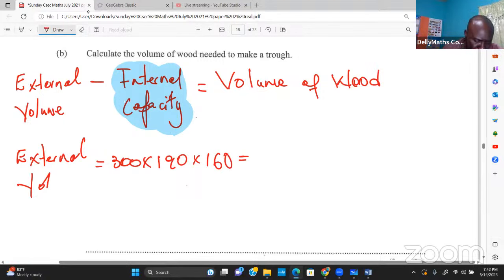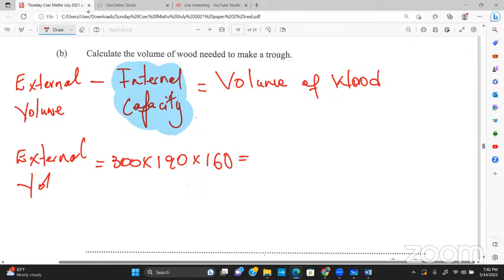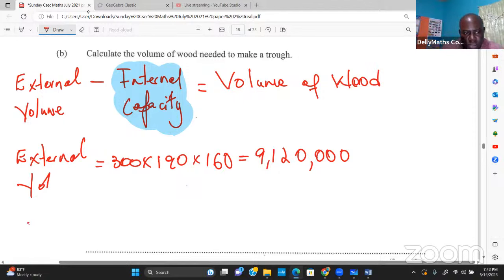So let me put it in. 300 times 190 times 160. So we're getting 9120000. Yes, very good.